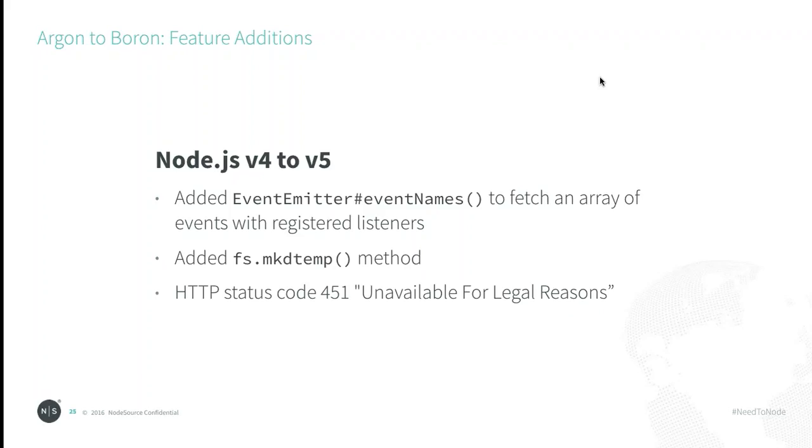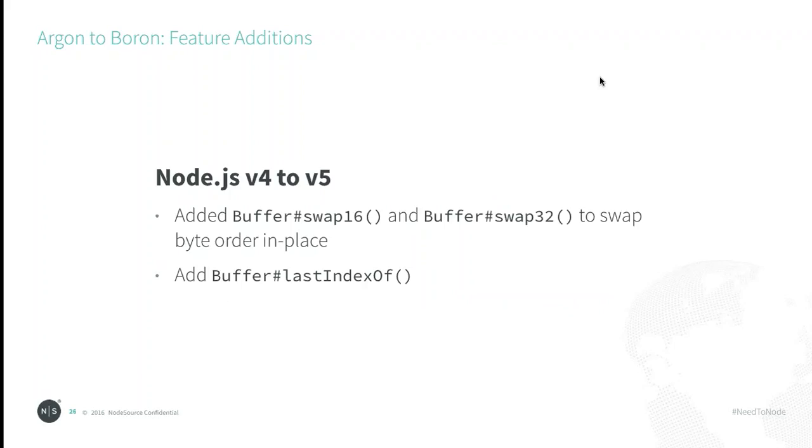And a bunch of little things like HTTP status code 451 was introduced, that's just a string, unavailable for legal reasons, which was added to the HTTP spec recently. Some minor things were added to buffer. You can do some byte swapping now for endianness changing if you're doing decoding of buffer streams. And also a lastIndexOf method was introduced to mirror the indexOf method, so you can search buffers starting from the end.